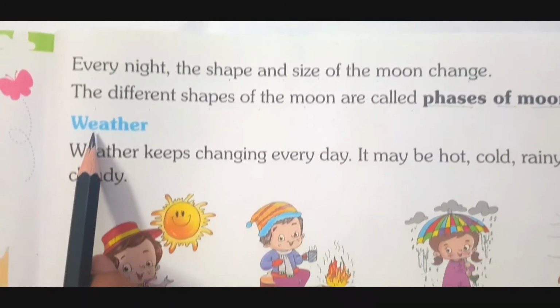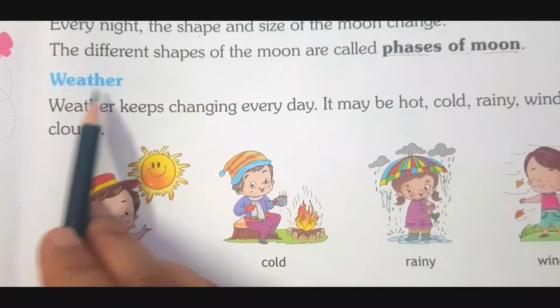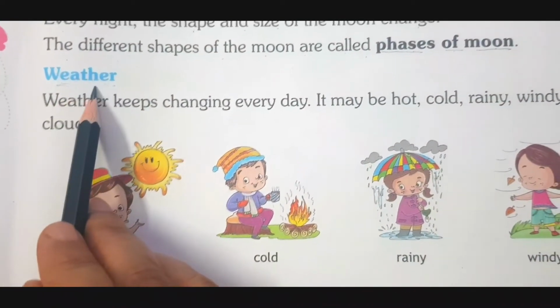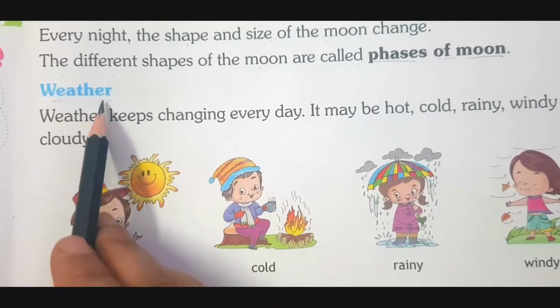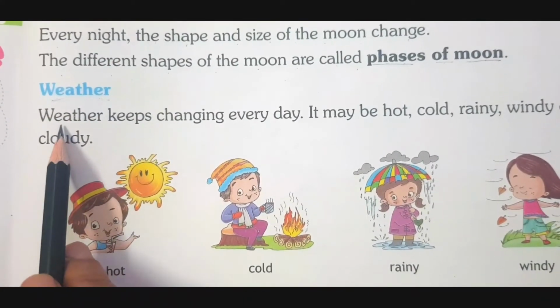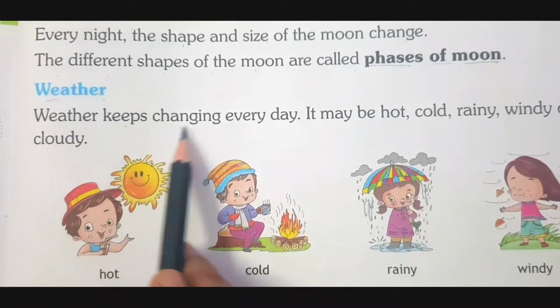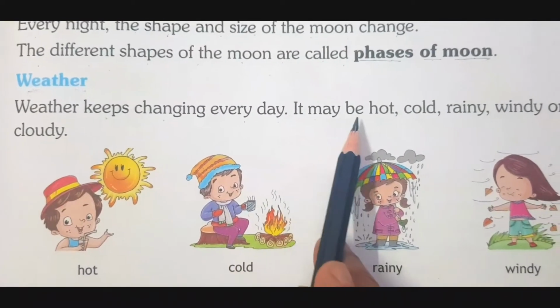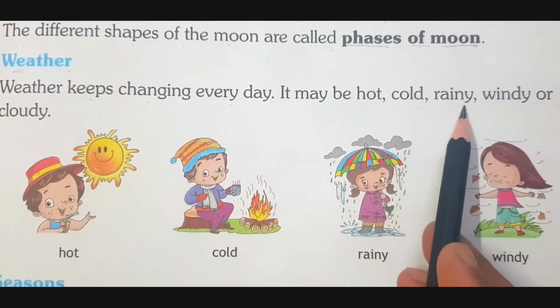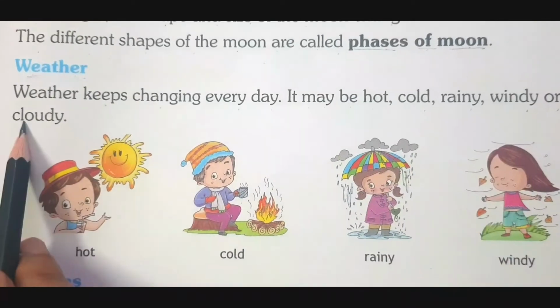Now next we are going to read about weather, children. We have already learnt about weather, no? Weather changes every day, day to day, from time to time. Here, weather keeps changing every day. It may be hot, cold, rainy, windy or cloudy.